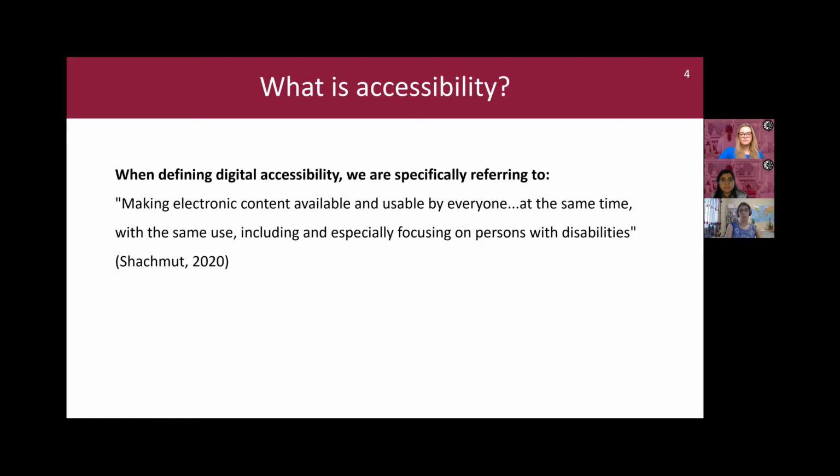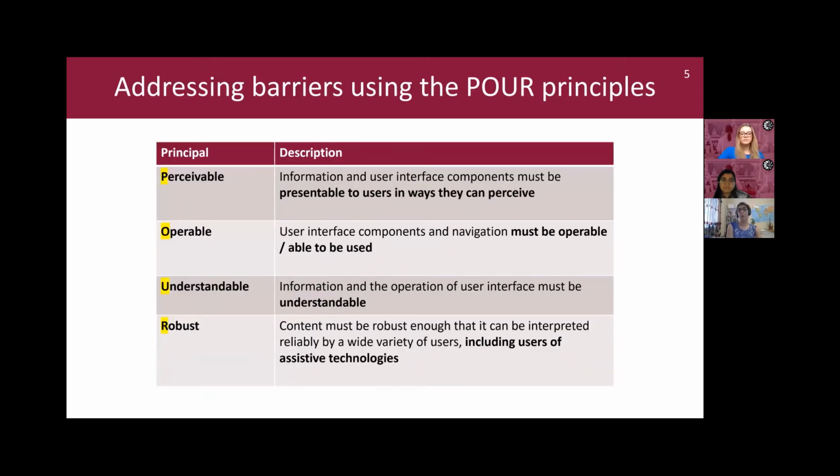In general, when defining digital accessibility, we are specifically referring to making electronic content available and usable by everyone, with the same use, including and especially focusing on persons with disability. And that should include different disabilities, like visual impairment and hearing impairment. We need to keep everyone in mind. That should be what we are referring to whenever we want to create any digital content, including the online presentation.